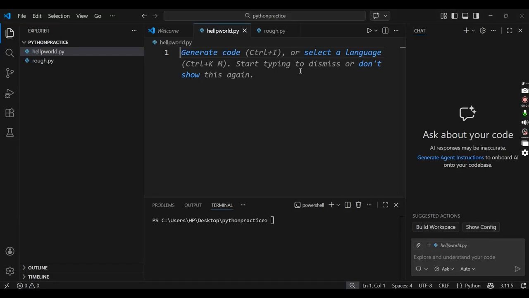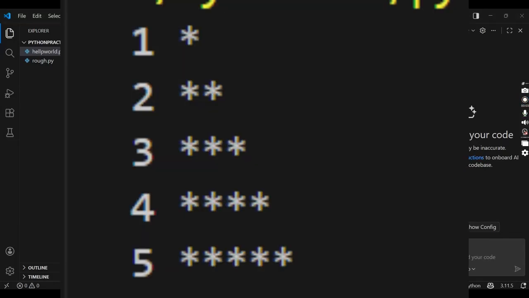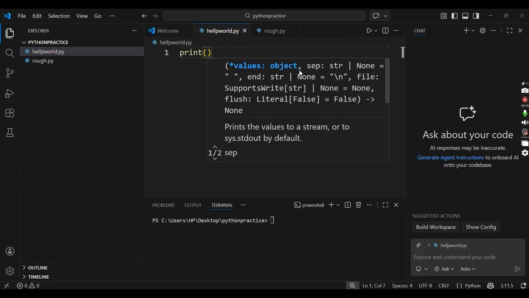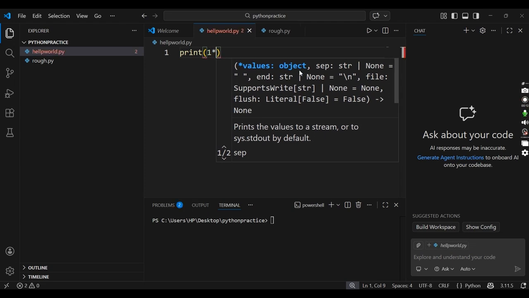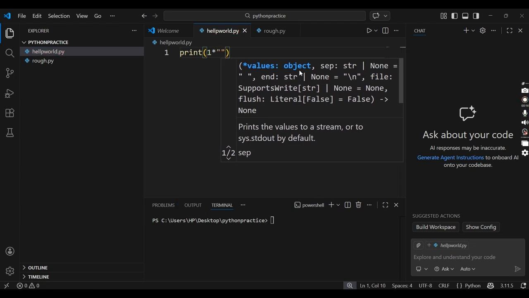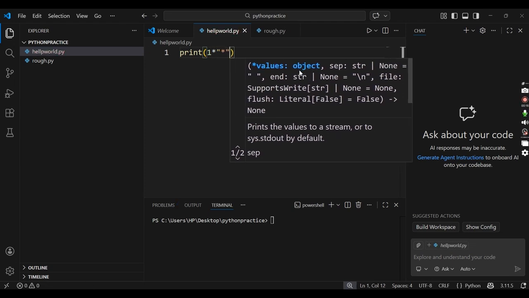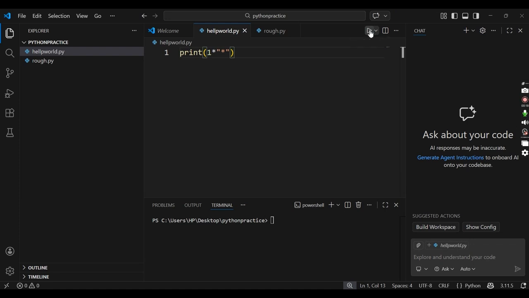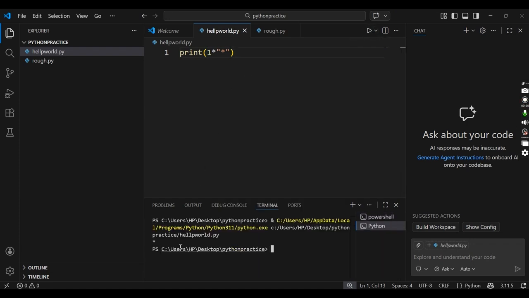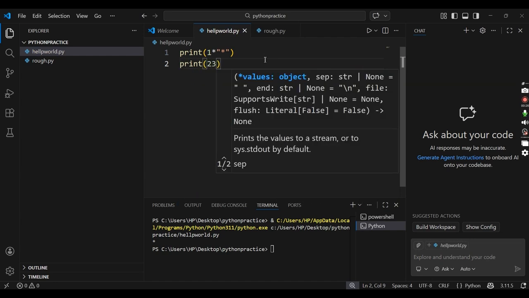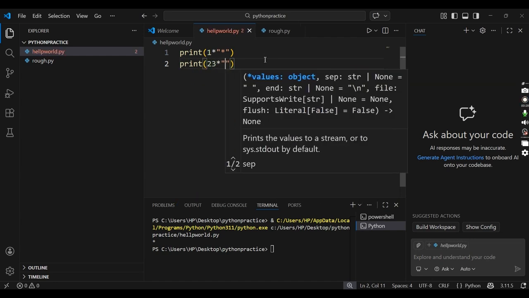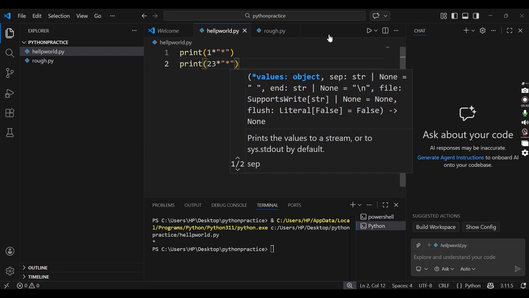So at first we will learn this pattern, and before learning this pattern we must know that we need to print. Whenever we print 1 times some character, let's say star, then we print altogether 1 star. As you can see, 1 star is getting printed, and if you print it 23 times, I will break down the problem so that you will understand it quite better.